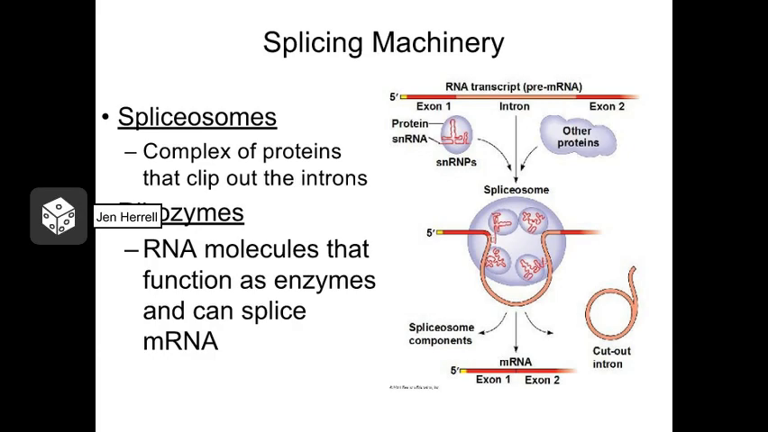There are several different types of molecular machines that can complete this splicing process, including spliceosomes and some RNA pieces called ribozymes. Spliceosomes are really cool. Let's take a look at them.